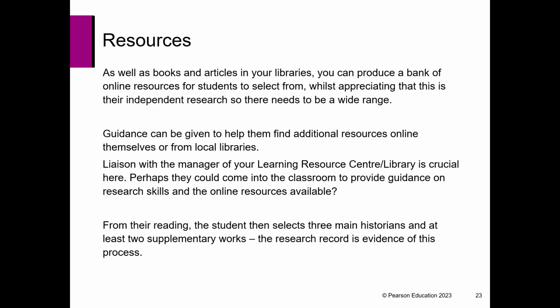So giving them guidance in that short course on how to find additional resources online or from their local libraries, and liaison with the manager of your learning resource centre or library, of course, is crucial here. Perhaps they could come into the classroom to provide some guidance on research skills and the online resources available. And so from their reading, the students are selecting their 3 main historians and at least 2 supplementary works. And the research record is the evidence of that process of them selecting. More of that in just a moment.